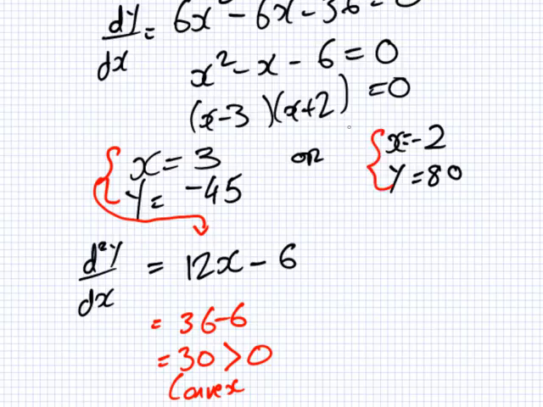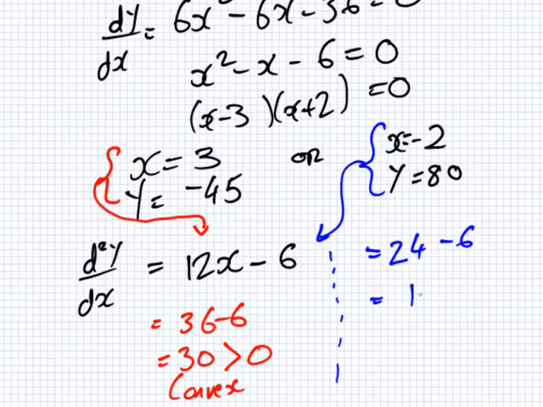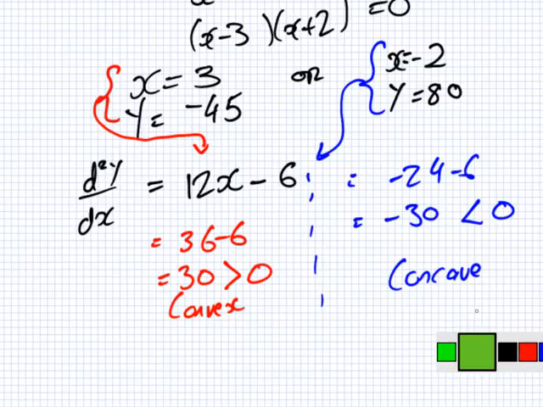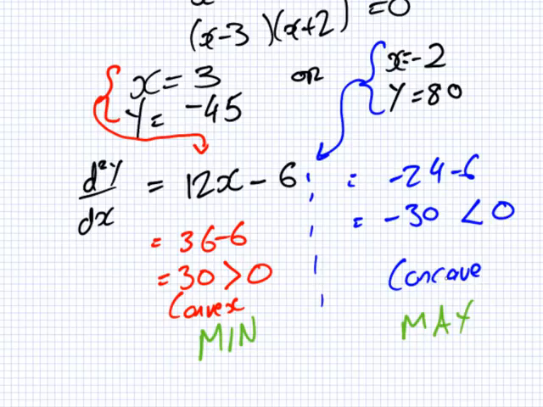And then here, I'll use a different color. We'll put this point in. So that means its value will be 12 times minus 2, that is minus 24, minus 6, which equals minus 30, which is less than 0, so that is a concave shape. So that means that this one is a minimum point and this one is a maximum point.